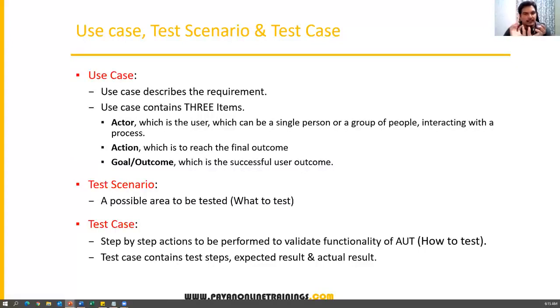So use case is like that. By seeing the picture, we can easily understand the functionality of the application, which contains three parts: actor, action, and goal. As an actor, as a user, what do you have to do? Action is nothing but a process. And then what is the outcome you will get after completion of the action?